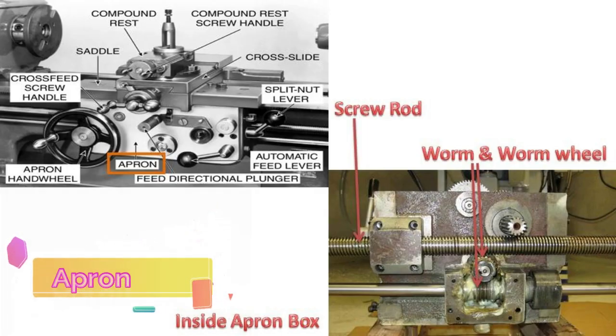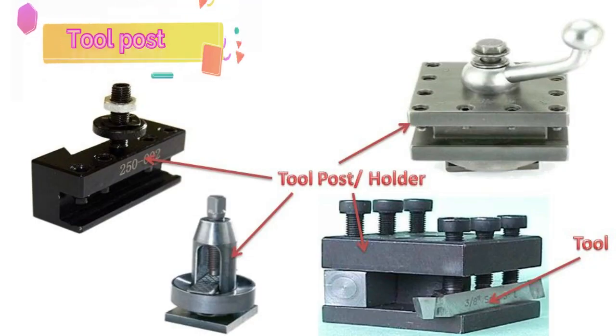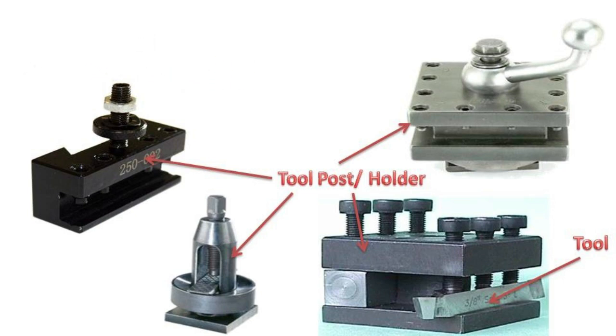Apron is mounted at the front of the saddle beneath it and houses the carriage and the cross slide mechanisms. The apron hand wheel moves the carriage assembly manually by means of rack and pinion gears. Tool post is mounted on the compound rest. The tool post clamps the tool holder in proper position for machining operations.